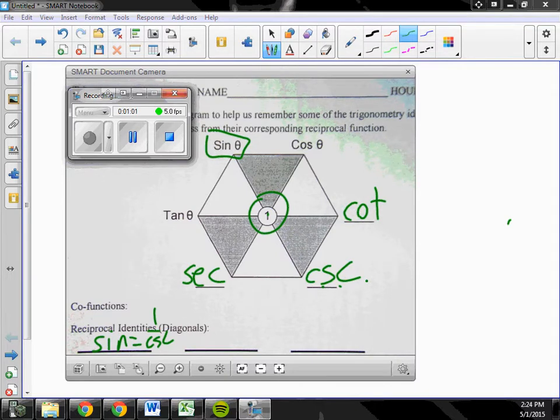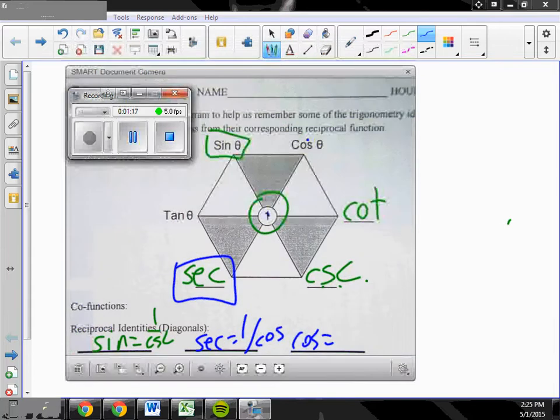Okay? So the other one would be secant equals 1 over the cosine. Or also cosine equals 1 over the secant. Okay, now I'll let you finish those on your own time.